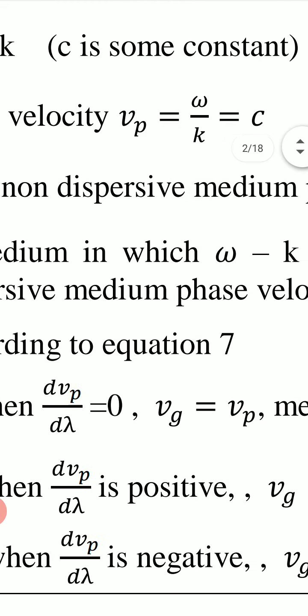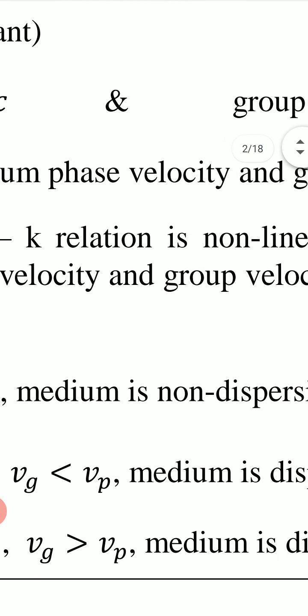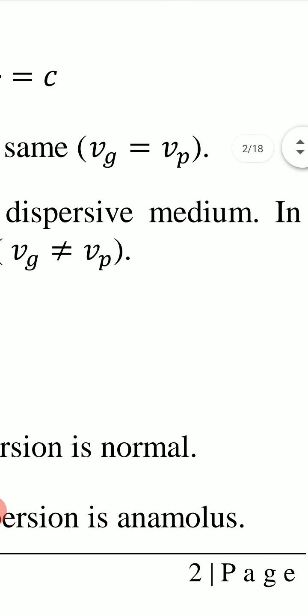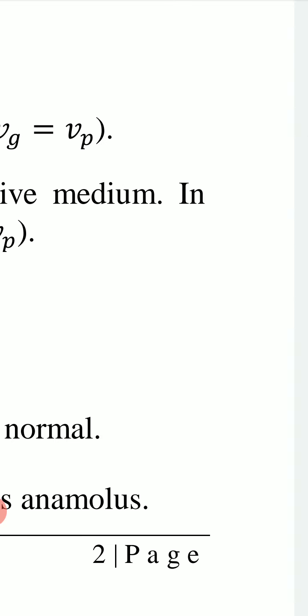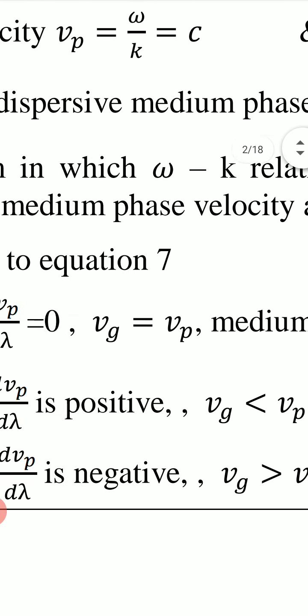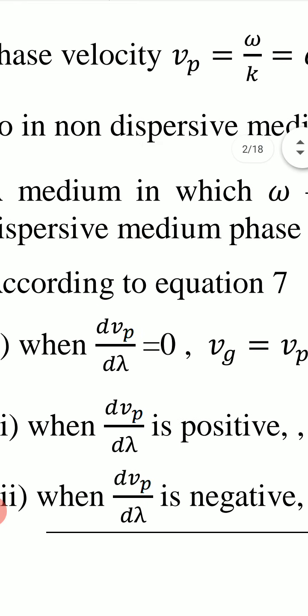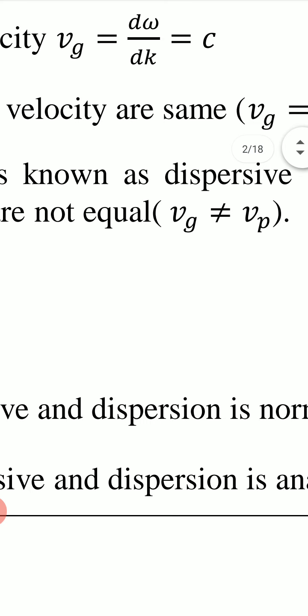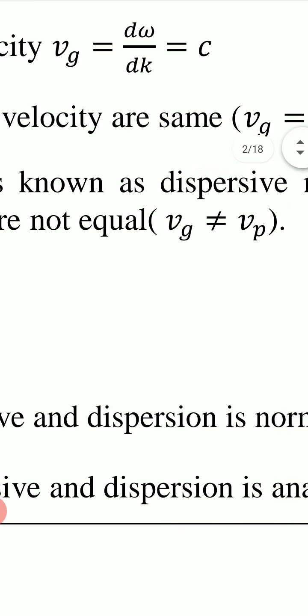A medium in which the omega k relation is non-linear is known as a dispersive medium. So for a dispersive medium, the relation between omega and k is non-linear. Omega is now not proportional to k. In a dispersive medium, phase velocity and group velocity are not equal. Vg is not equal to Vp.